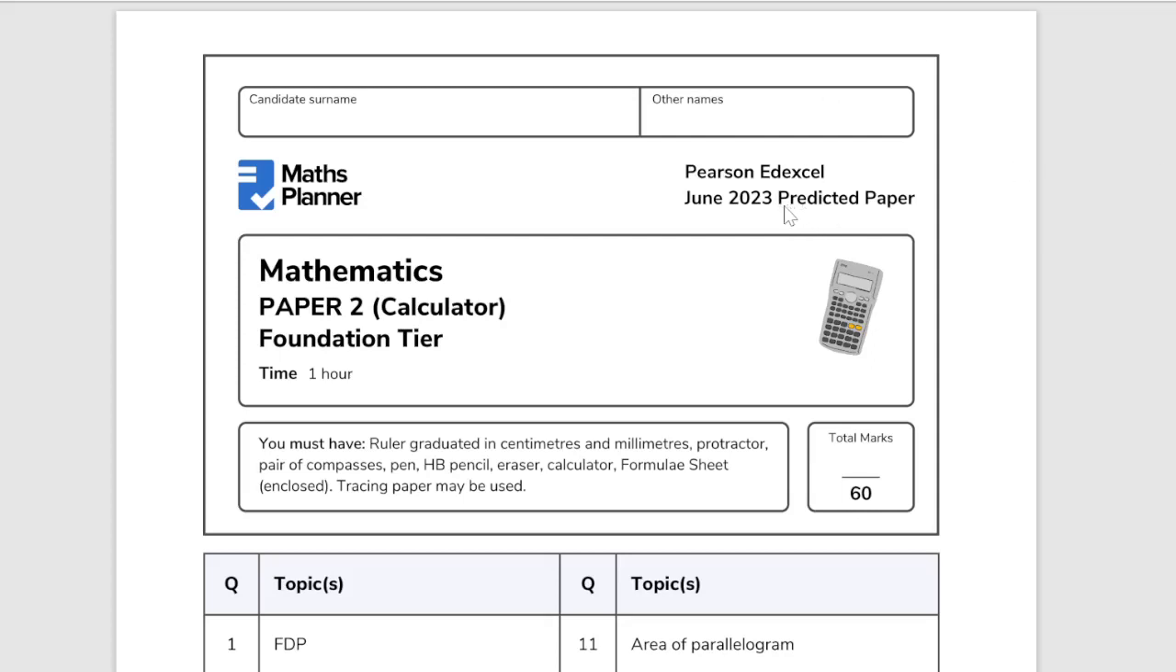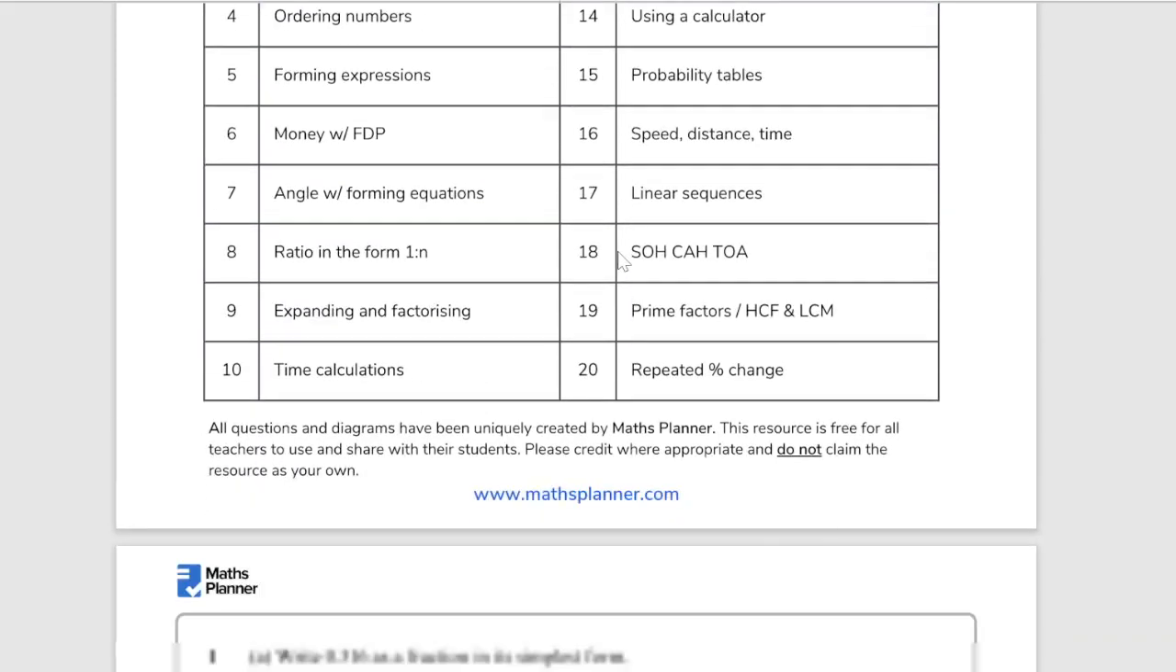So this is based on students having sat paper one. This company, Maths Planner, has taken off all of the topics that have already been seen and produced this as a predicted paper. It's kind of a best guess paper. It's a really nice paper. I've had quite a decent look through it.